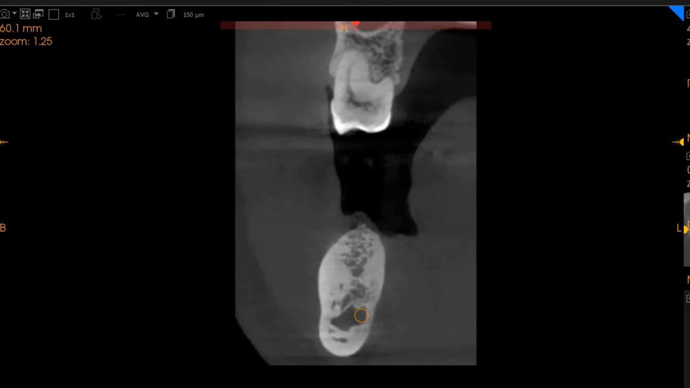Moving to the region of the 6, here we have slightly better bone dimensions. We've got again D1 to D2 quality bone, 7 millimeters of ridge width with approximately 12 millimeters of height.